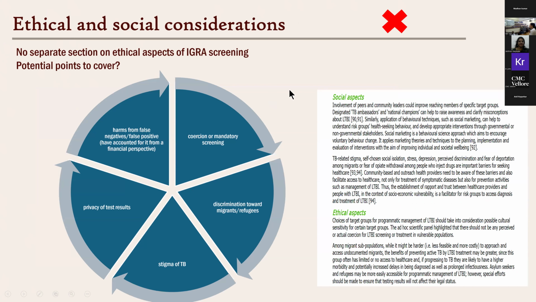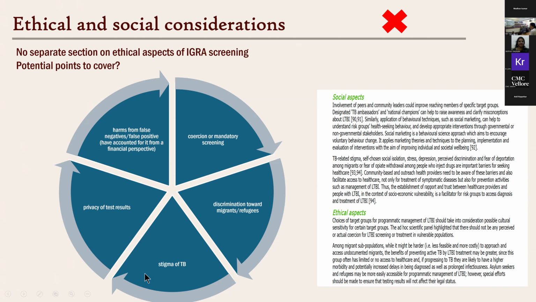Now there's something called ethical and social consideration. Again, they have not looked at it. So this is something that I thought of: what would be things that we need to think of? Are there harms from false negatives and false positives? Are you forcefully screening? Is there discrimination towards refugees and migrants when you say you have to do it only in that population?